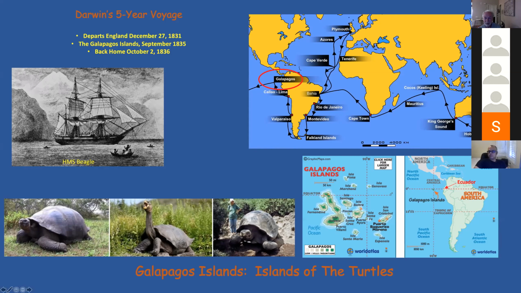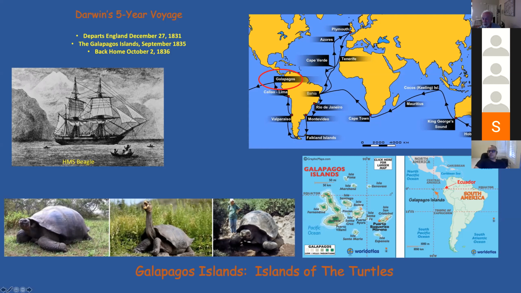He started in Plymouth, England, went south to the coast of South America, the East Coast, made several stops there, went through the Falkland Islands, Tierra del Fuego, then up the west coast and ended up in the Galapagos Islands, which we'll talk more about.